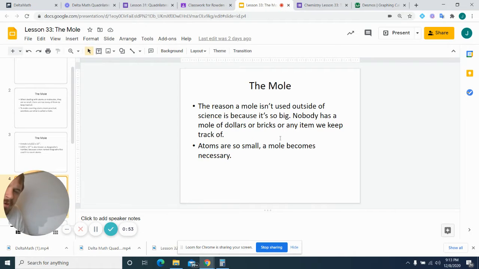The reason you haven't heard of a mole used for anything else is because it's such a huge number, it doesn't apply to anything in the real world. Nobody has a mole of dollars or a mole of bricks. Nobody's ordering a mole of donuts or anything like that. A mole is just a huge number that doesn't apply to anything we would practically use. Atoms, though, are so small and there are so many of them, a mole is extremely helpful.